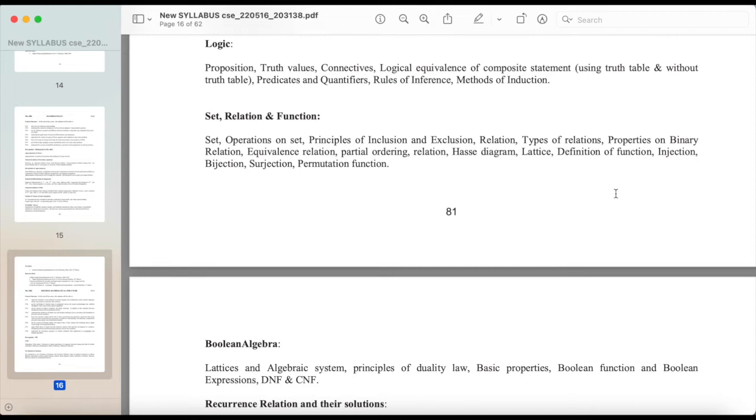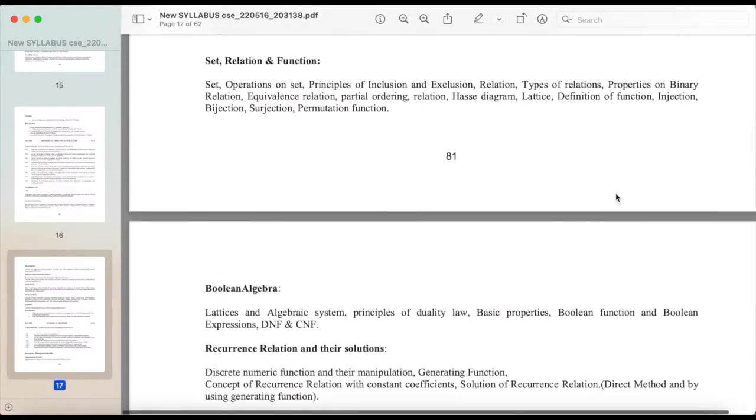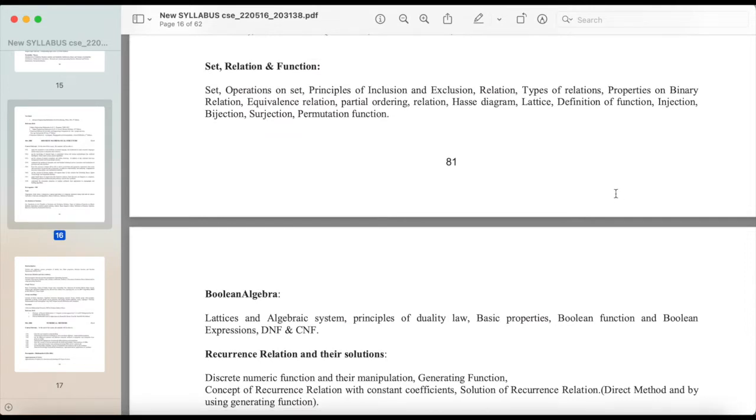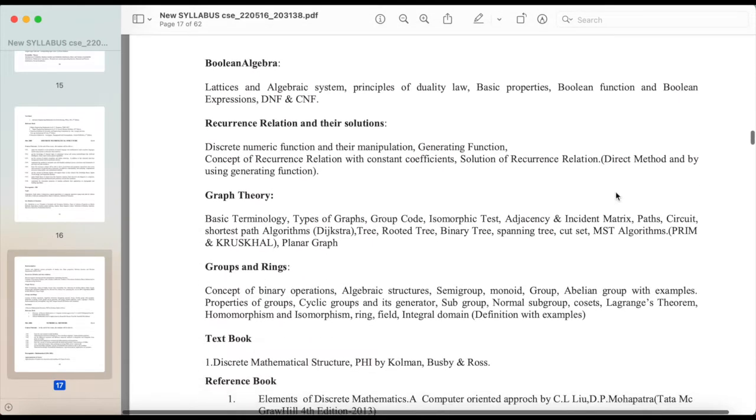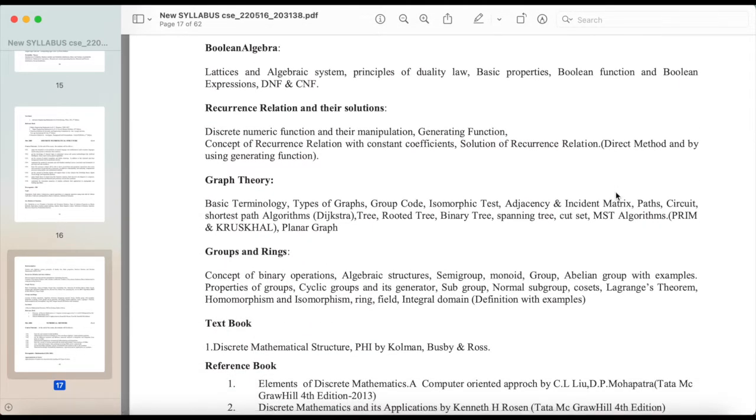Discrete Mathematical Structure: Logic, Proposition, Truth Values, Connectives, Logical Equivalence of Composite Statements using Truth Table and without Truth Table, Predicates and Quantifiers, Rules of Inference, Methods of Induction. Set, Relation and Function: Set, Operations on Sets, Principles of Inclusion and Exclusion, Relation, Types of Relations, Properties of Binary Relation, Equivalence Relation, Partial Ordering Relation, Hasse Diagram, Lattice, Definition of Function, Injection, Bijection, Surjection, Permutation Function.